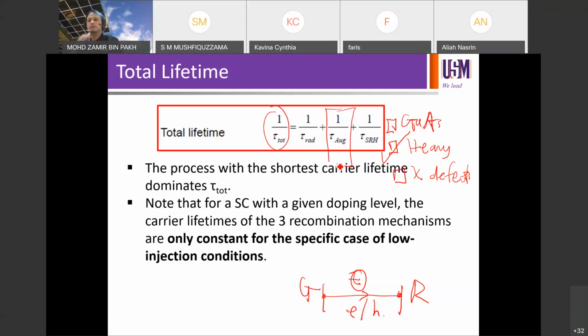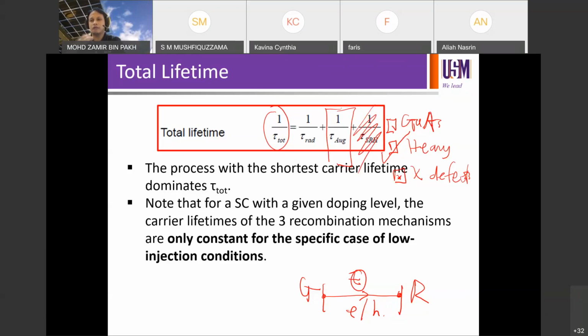So what else? So no defects. No defects means what? Do we have SRH? No SRH. So no defect, therefore there's no SRH. No SRH component in the equation.